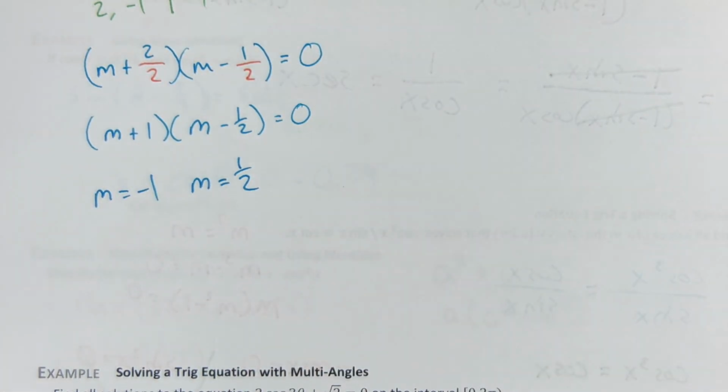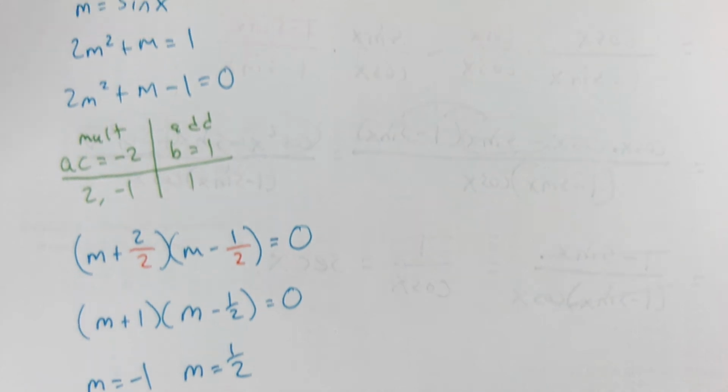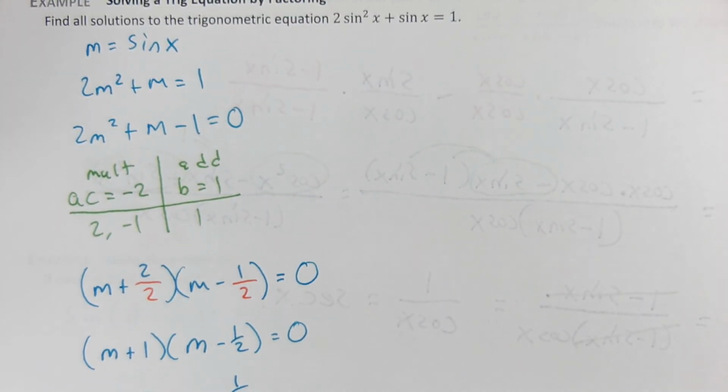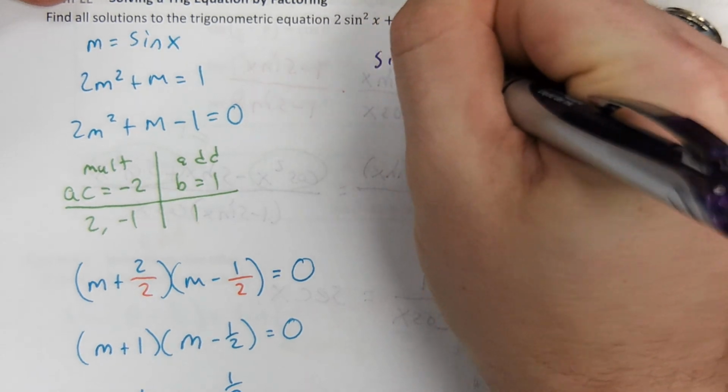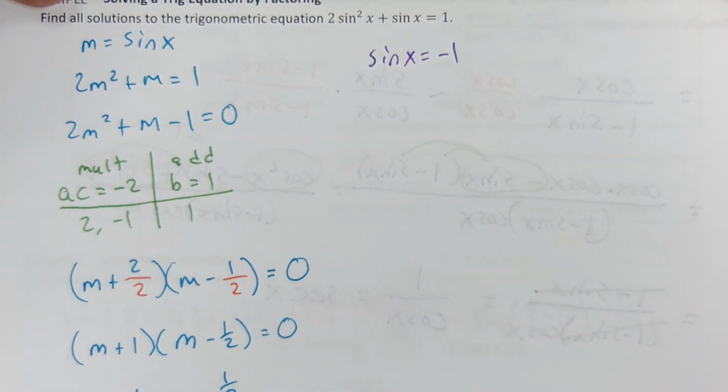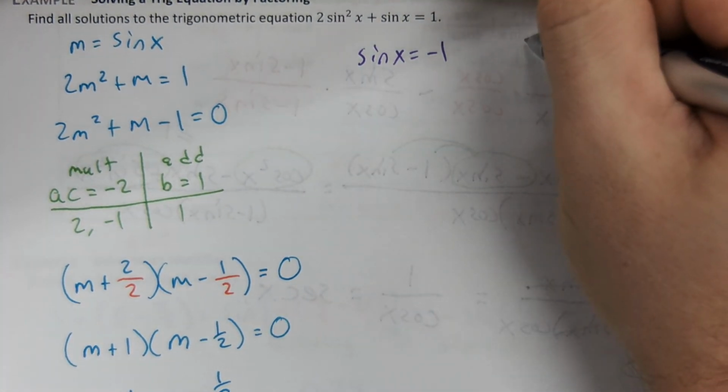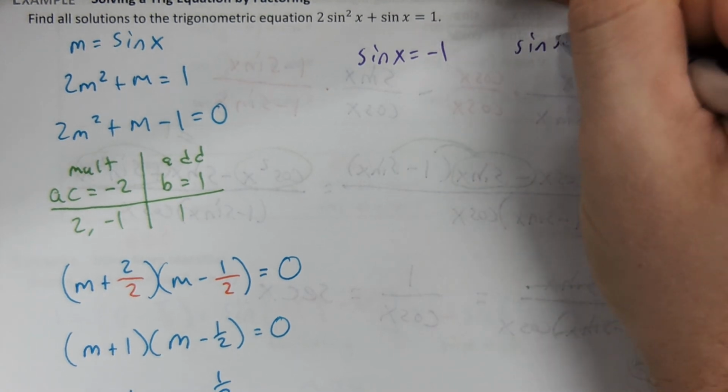Don't we feel accomplished? Woot, we solved for m. Unfortunately, the question didn't say to solve for m. It said to solve for x. And remember, m stands for sine of x. We now know then that sine of x has to equal -1 and sine of x has to equal +1/2.